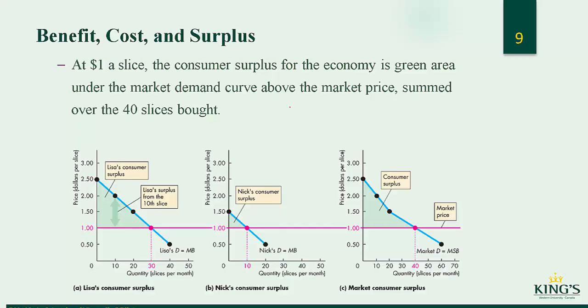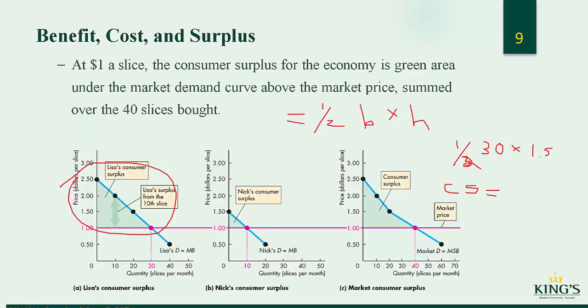If you remember, the area of a triangle is equal to 1/2 times the base times the height, right? Here, we could think of the triangle base as being 30. So we have 1/2 times 30, and then the height would be this distance here, so 2.50 minus 1, so that would be 1.50. Sorry, this is 1/2, not 1/3. So 30 times 1.5 would be 45, and half of 45 would be 22.5. And so the consumer surplus for Lisa, this area here, is equal to 22.5.